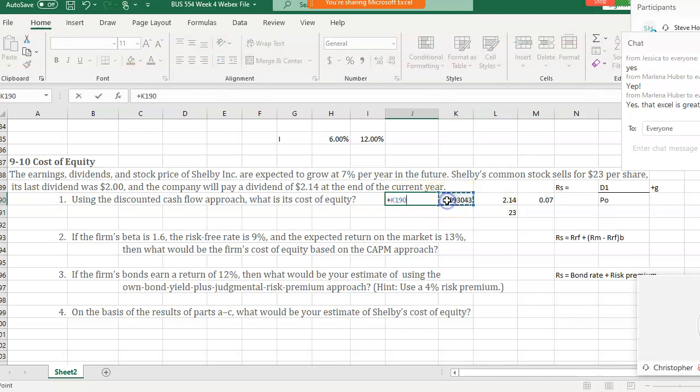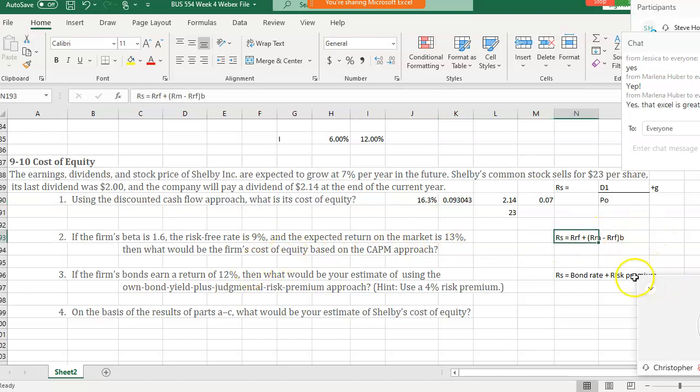I'll add this plus my growth rate of 7%, and that's my answer right here. So I get 16.3%. Then it says if the firm's beta is 1.6 and the risk-free rate's 9, the expected return in the market is 13, what would it be using the CAPM approach?